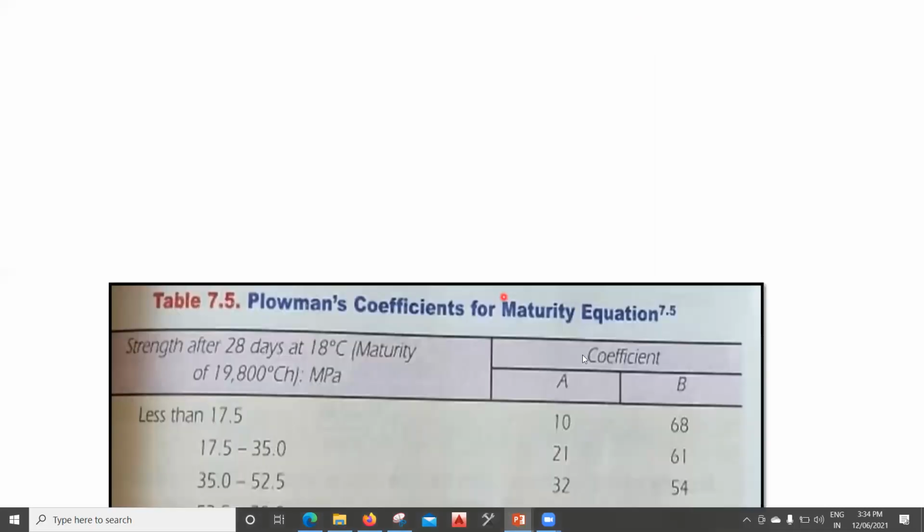So the same thing I've added here. Okay, this is not required. Whatever was there, I've taken it from some other textbook and added it here.